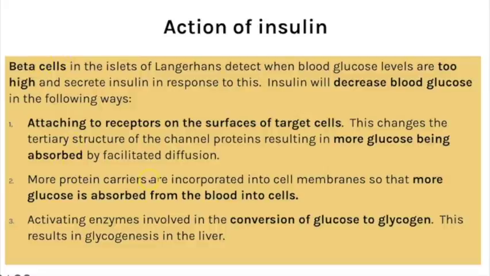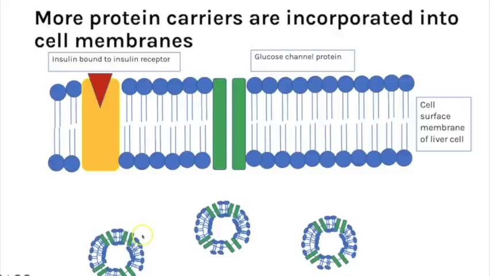There'll also be more of these protein carriers incorporated into the cell membrane, so more glucose can be absorbed. And it activates enzymes so that glucose that has been absorbed into the cells is converted to glycogen. And that is what we mean by glycogenesis.